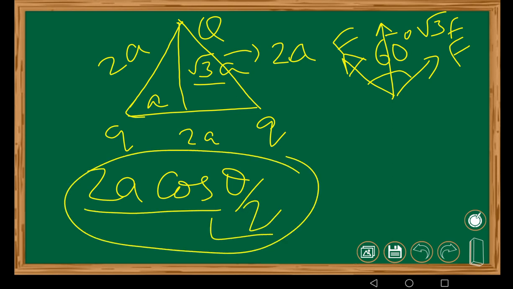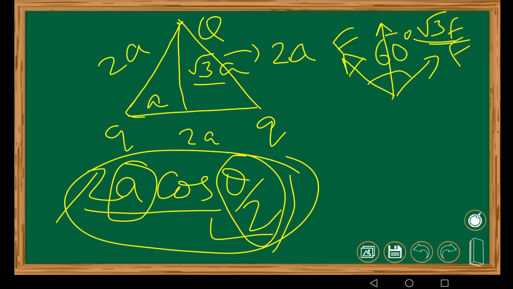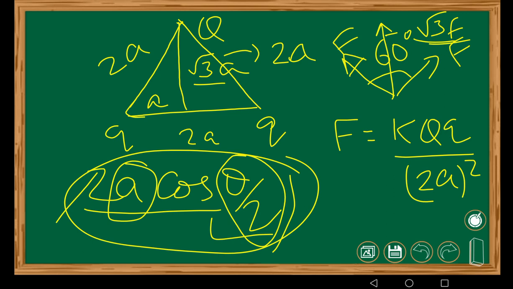Here we are using the same formula, 2A cos theta by 2. The resultant of two vectors whose magnitude is A, if the two vectors are equal and the angle between them is theta, is simply 2A cos theta by 2. So if you put theta equal to 60 degrees, we get cos 30, which is root 3 by 2. This 2 cancels out and we get root 3 F. And F can be written as k times capital Q small q by (2a) whole square. So this is the resultant force on capital Q due to the two small q charges.